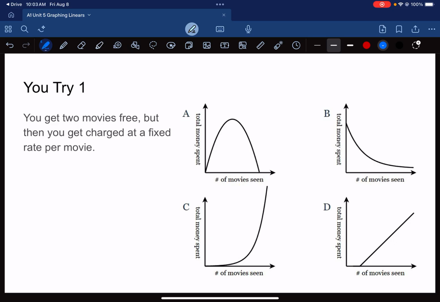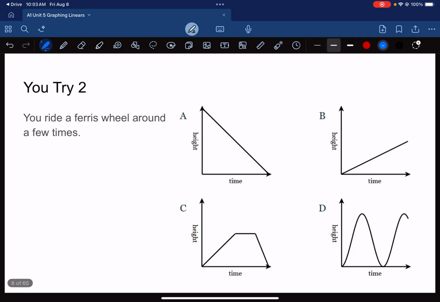So you get 2 movies free, but then you get charged a fixed rate per movie. So it looks like X is number of movies seen, and the y-axis is total money spent. So what we're looking for is 2 free movies, meaning for 2 movies the cost remains what? 0. If you look at this graph right here, for 2 movies then, your cost is nothing. But then look at this fixed rate, means we're looking at a straight line to represent the cost per movie from there on out. So we're looking at D. Give this one a try.